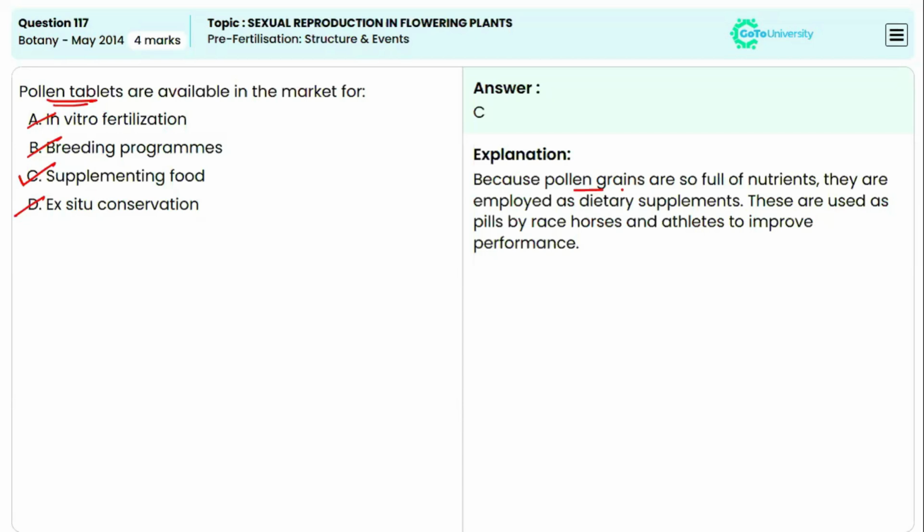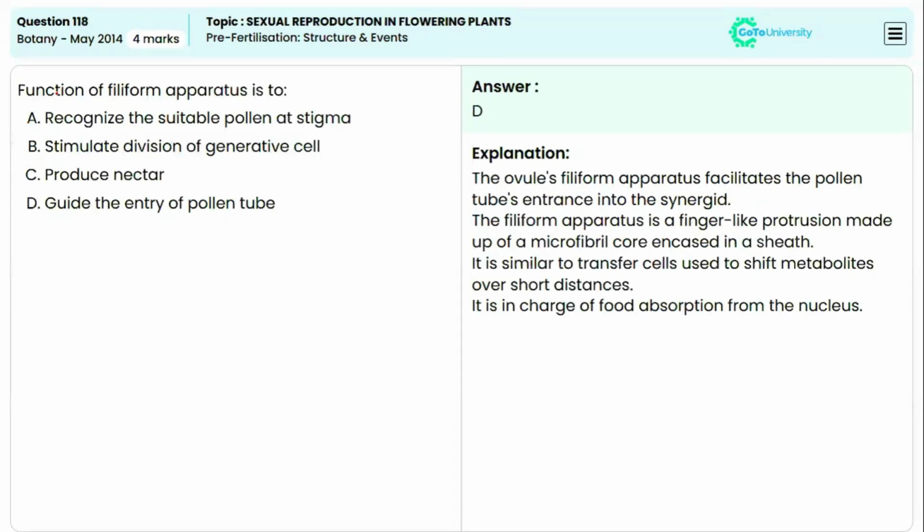Because pollen grains are so full of nutrients, they are employed as dietary supplements. They are used as pills by race horses and athletes to improve performance. Now, moving to the next question. This is also from May 2014. The question is the function of the filiform apparatus. We have already discussed this in the previous slides.